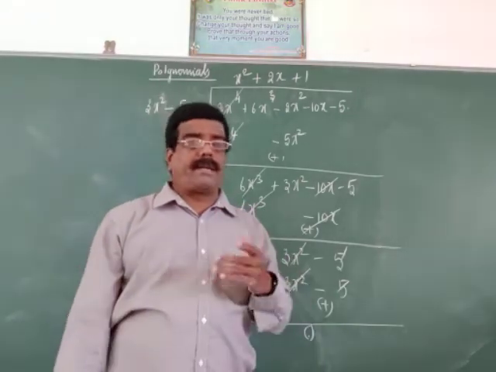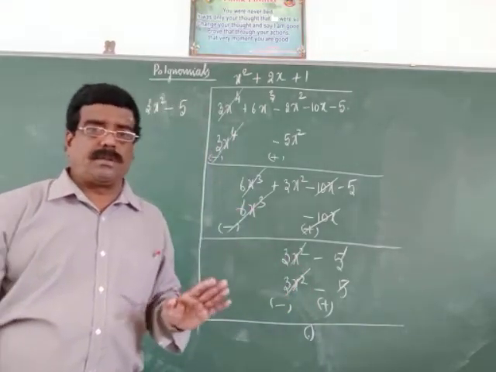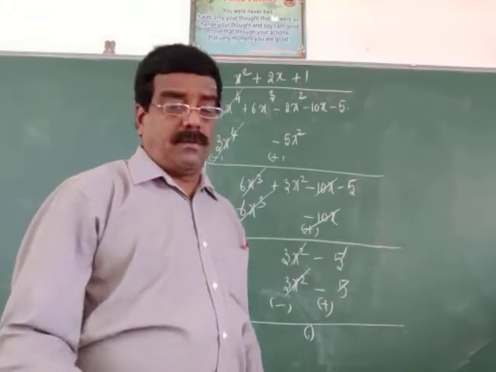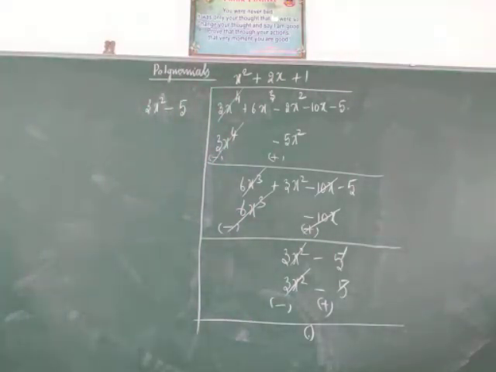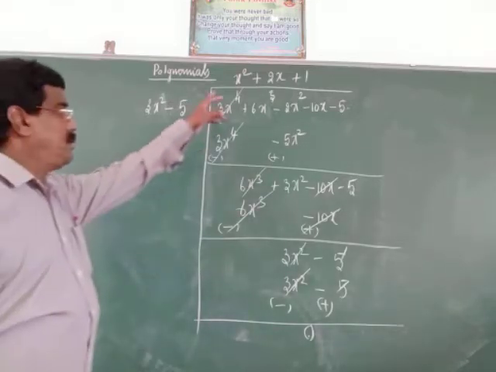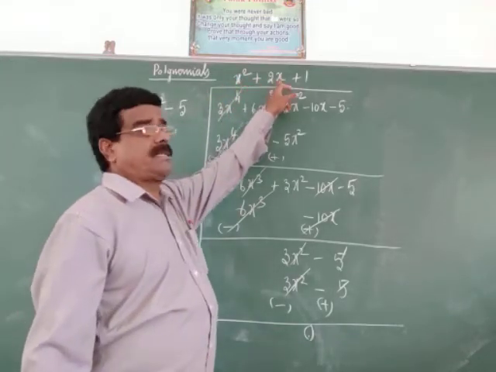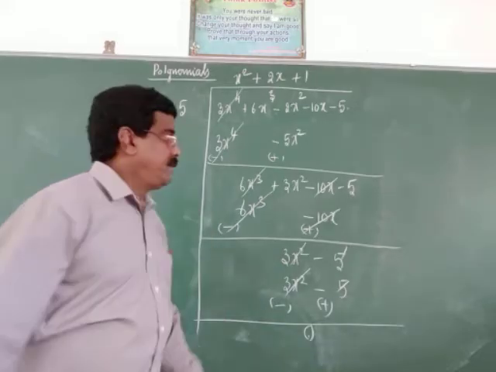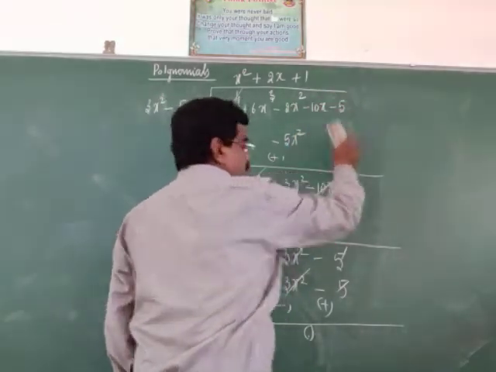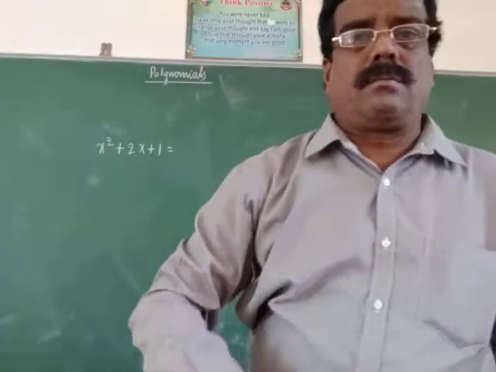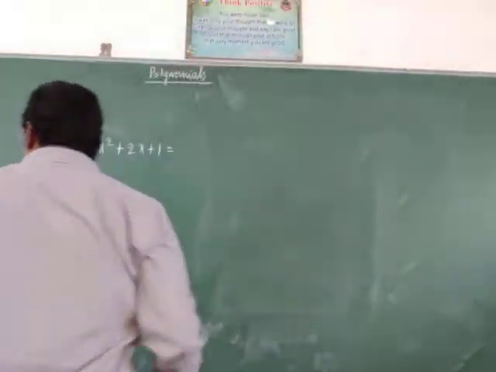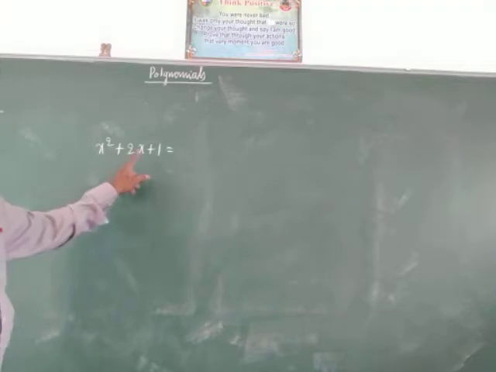The question is not ended till you must know what is the question. Question asked here is find the other zeros. Other zeros means you have to find out the zeros for x square plus 2x plus 1. Let me find out that now. See children, this was the quotient we got.